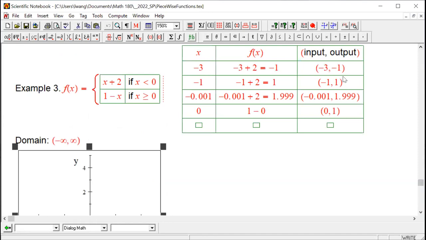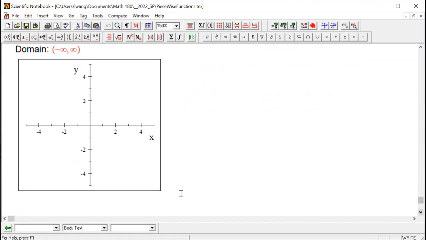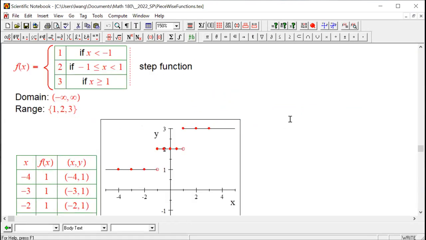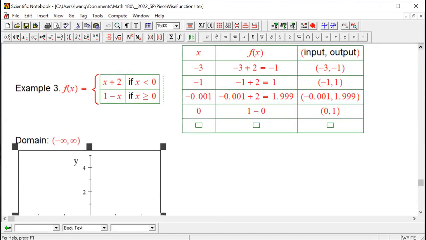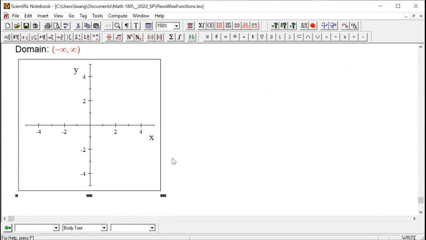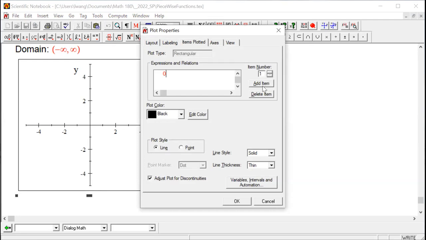Just to put these 2 points: -3, -1, and -1, +1, right? -3, -1, and -1, +1. So we have these 2 points.